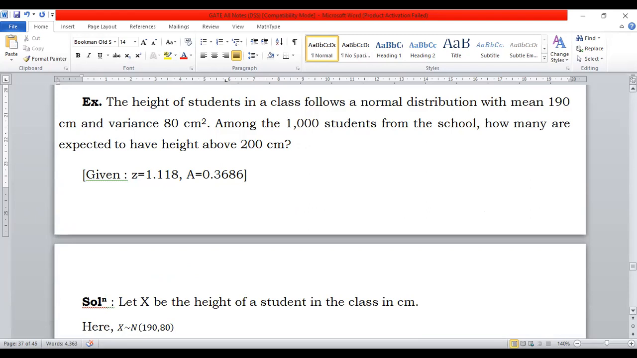So as such, we'll be discussing some problems on normal distribution, and then we'll be having a pause.